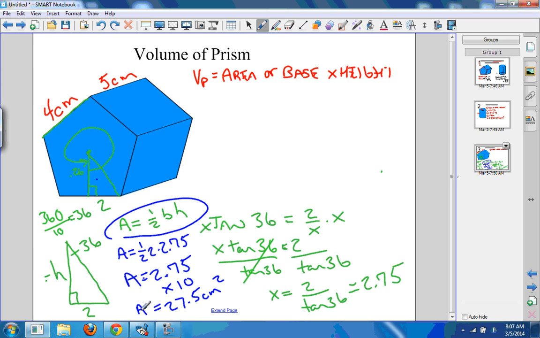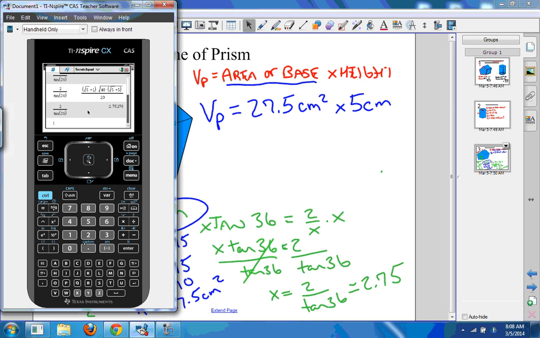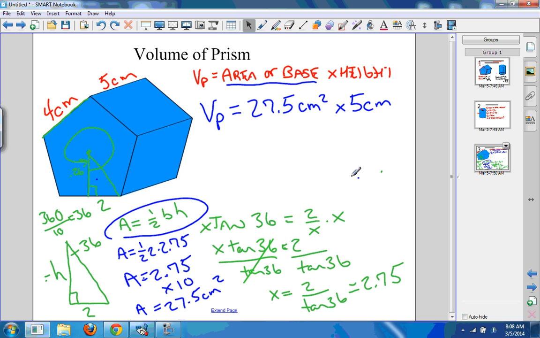All right. So that is the area of the base, which I'm going to use right here. So VP, the volume of the prism, is equal to 27.5 centimeters squared times the height, which is 5 centimeters. So we have 27.5 times 5. We'll use our calculator for that. 27.5 times 5 is equal to 137.5. So 137.5, and that's centimeters cubed.